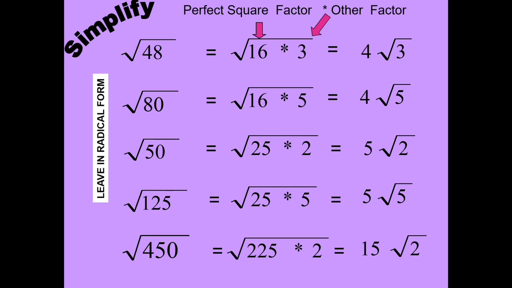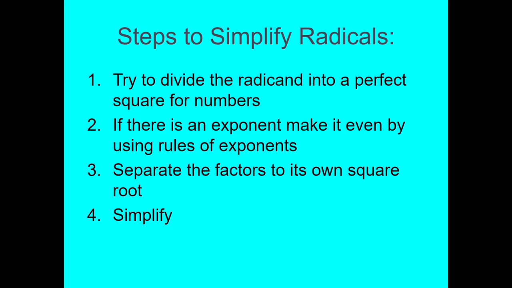And so forth. Okay. So, meron tayong steps to simplify a radical. So, magpo-proceed na tayo sa expression. Try to divide the radicand into a perfect square for numbers. Halimbawa, divide mo siya. Ano ba yung mga perfect square natin? We have 4, we have 9, 16, 25, 36. Divide mo siya doon. Kapag na-divide mo siya doon, then meron siyang perfect square na pwede nating i-factor out. If there is an exponent, make it even by using rules of exponent.